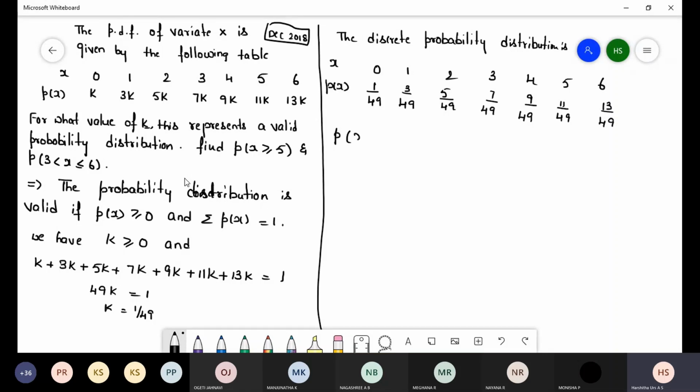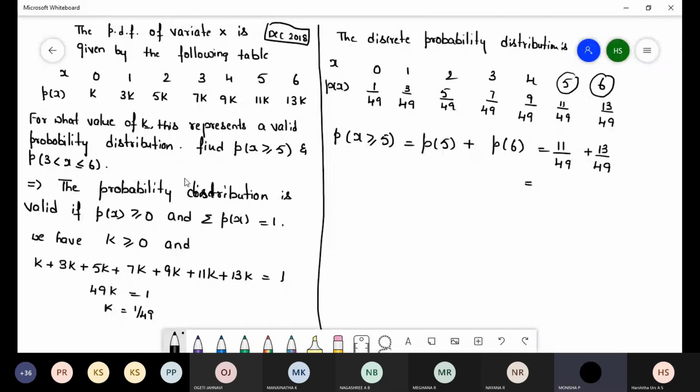Next, they asked for x greater than or equal to 5. That means we have to write only these two numbers. So P of 5 plus P of 6, which is 11 by 49 plus 13 by 49. How much will we get? 11 plus 13 is 24, divided by 49.